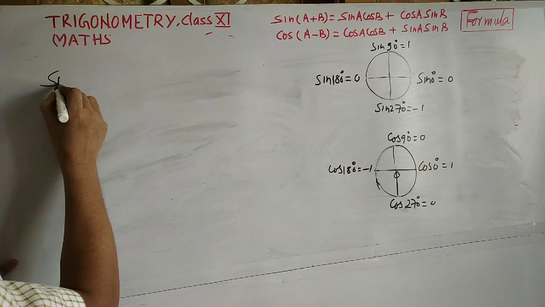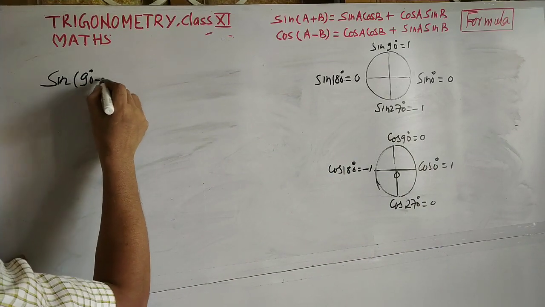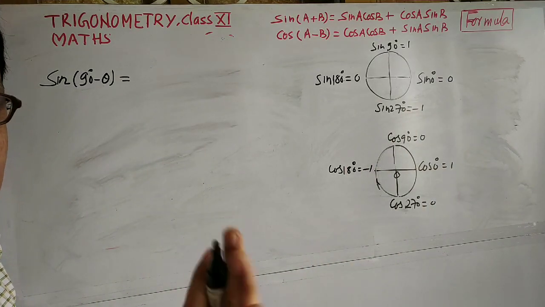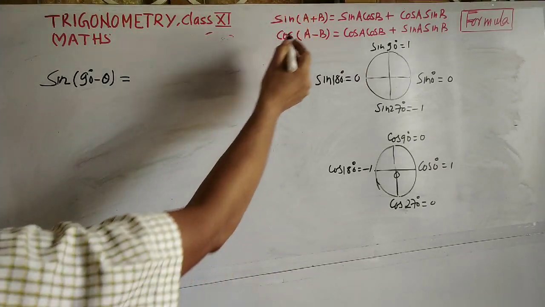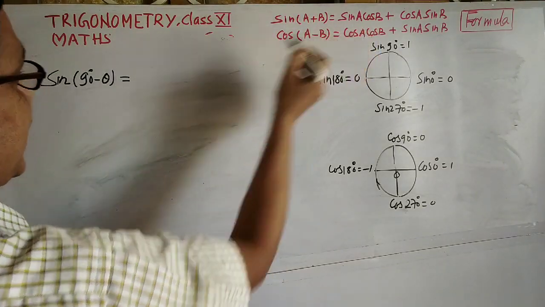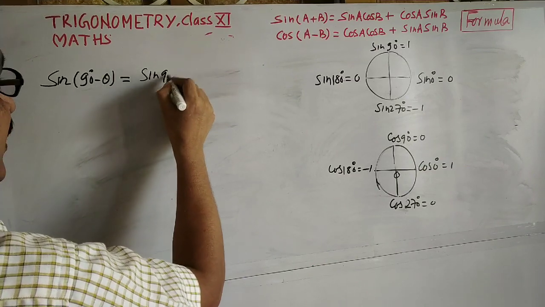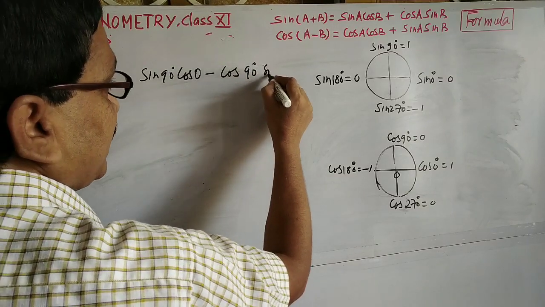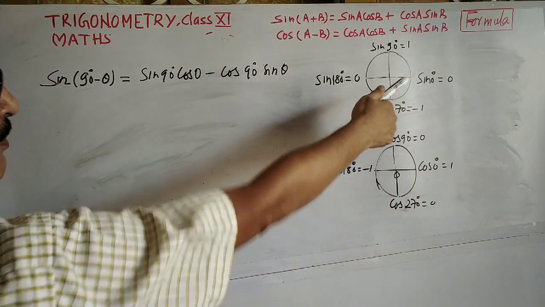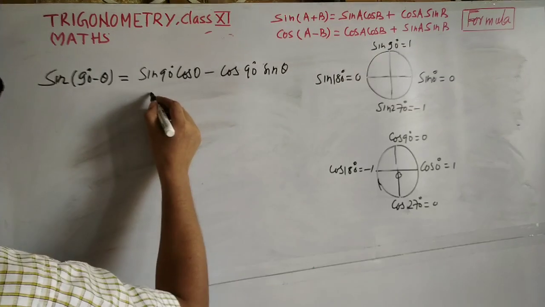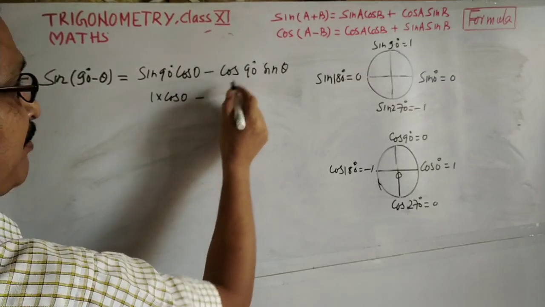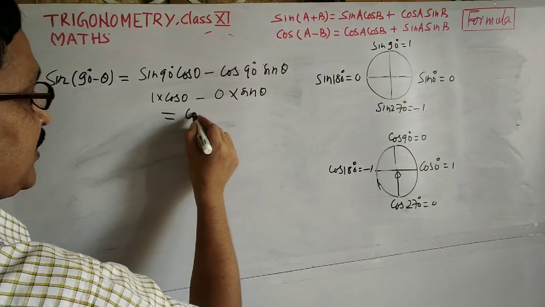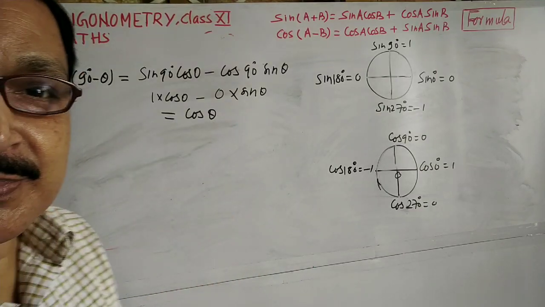Suppose you are told to find the value of sine 90 minus theta. What is the reason behind this? If you are blank, just remember this formula. Sine 90 minus theta: sine A into cos B minus cos A into sine B. Now write the formula here. Sine 90 is 1, so 1 into cos theta minus cos 90, which is 0, into sine theta. So this is cos theta. You have successfully given the proof.